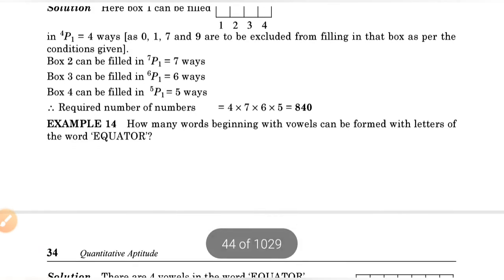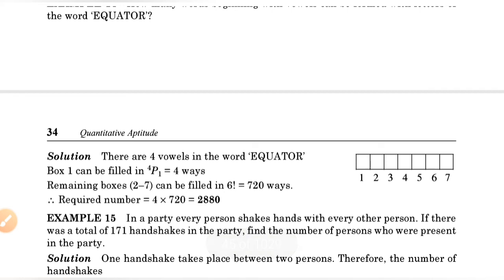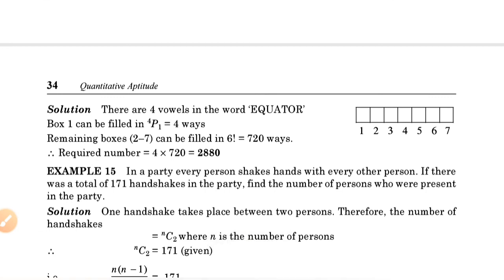Similarly, in example 14, how many words beginning with a vowel can be formed with the letters of the word EQUATOR? Now there are 4 vowels in the word EQUATOR, that is E, U, A and O. So box 1 can be filled in 4P1 ways, because we have to form words starting with vowels. So there are 4 vowels, so there are 4 ways to start the words. And the remaining boxes 2 to 7 can be filled in 6P6 ways, that is 720 ways. So the required number is 4 into 720, which is 2880.